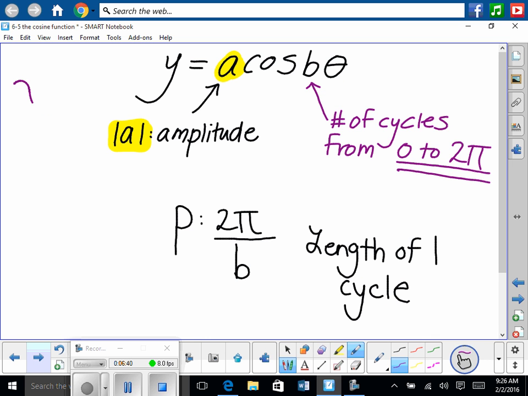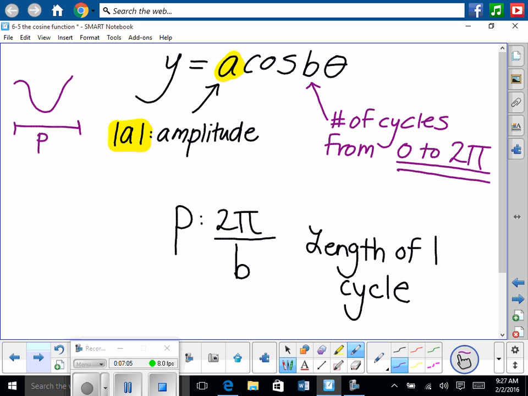And cosine cycles look like this, right? I just drew it for you. Okay. Now our period is still the physical length of one cycle, and it's the same formula as for sine. It's 2 pi divided by b, and b is the number of cycles. So you'll say 2 pi divided by b, and that's the physical length of one cycle. So this is the period. Okay, same as sine, just a little different.